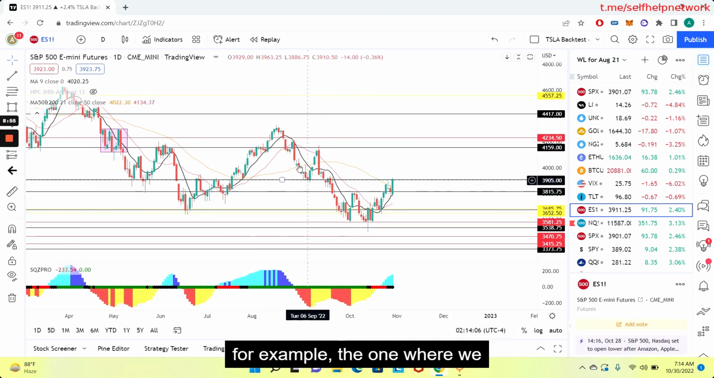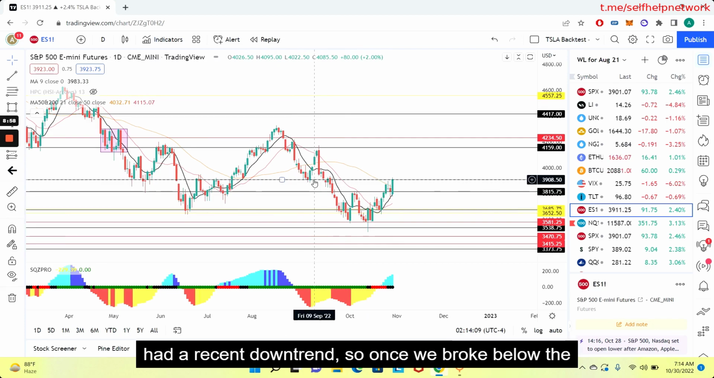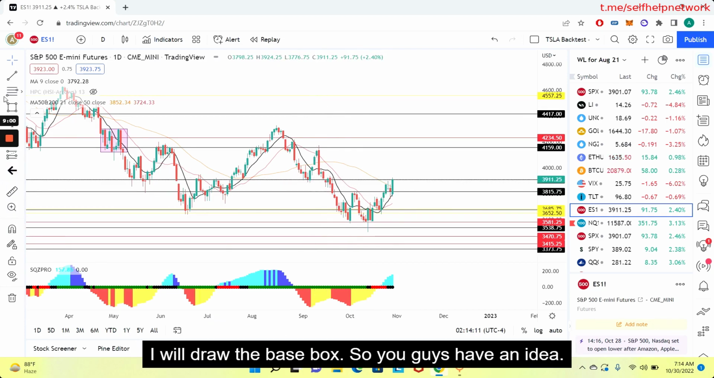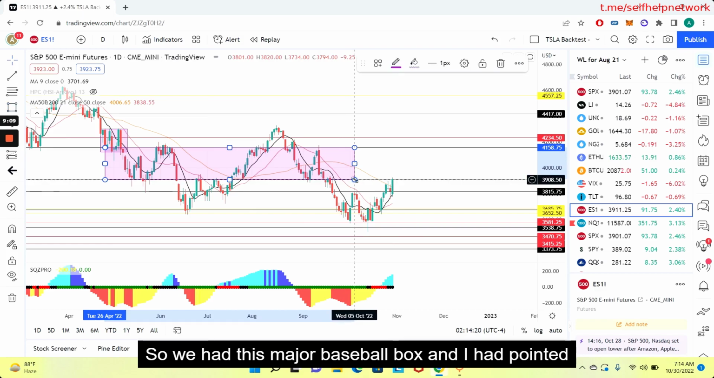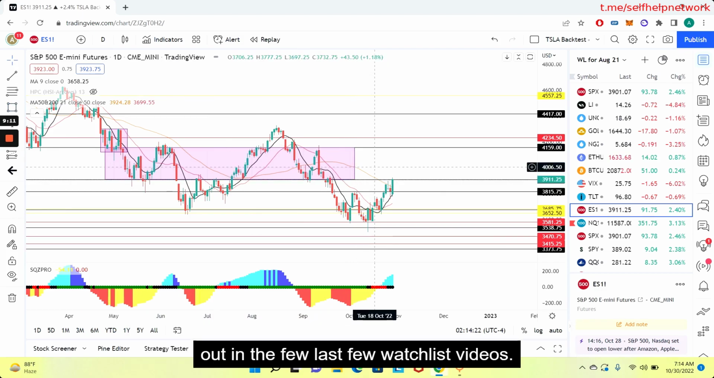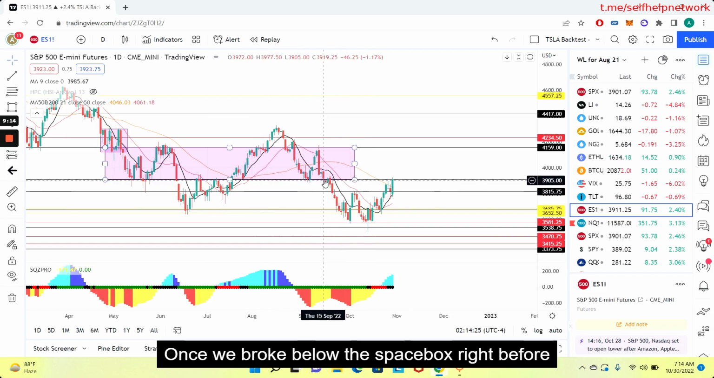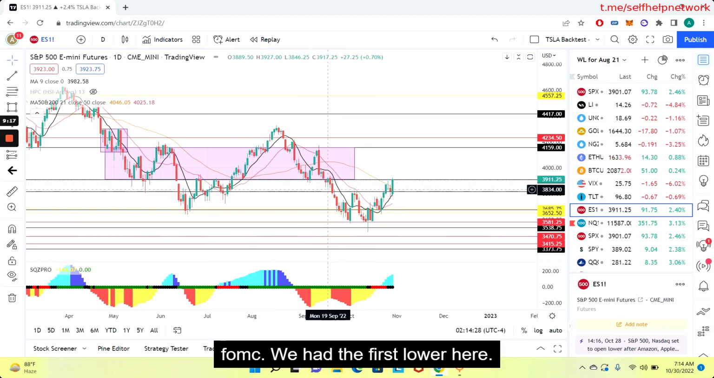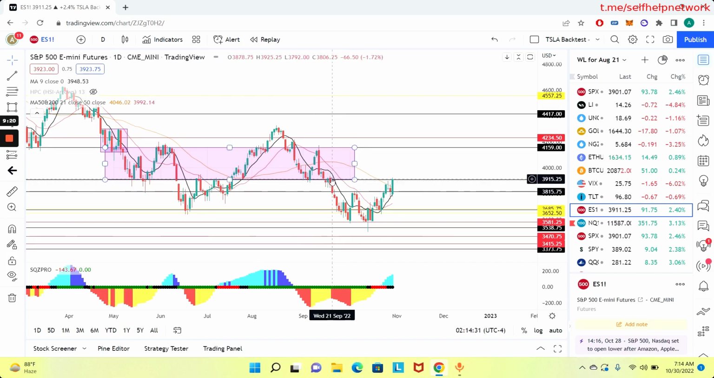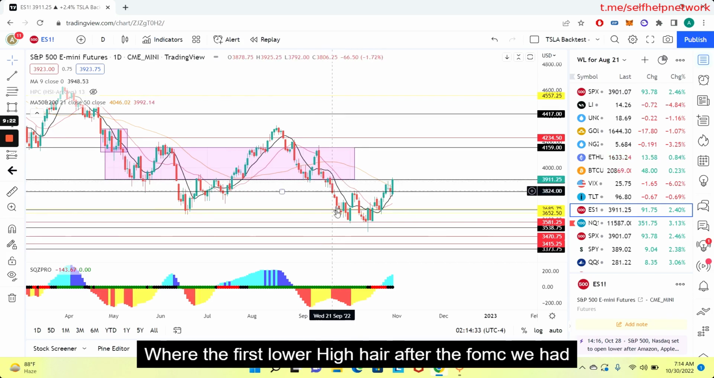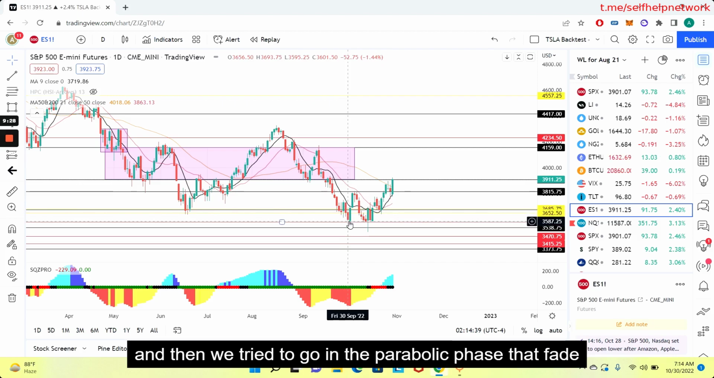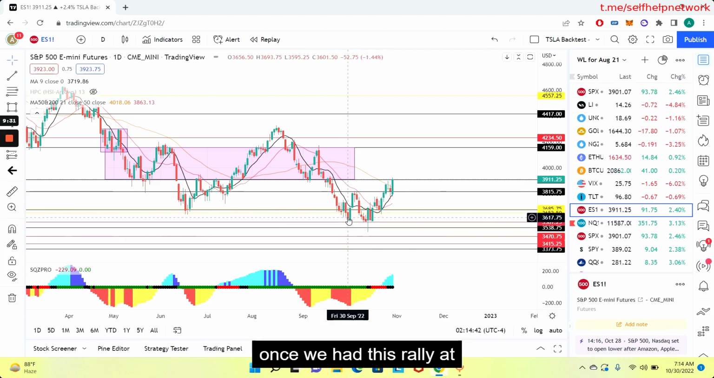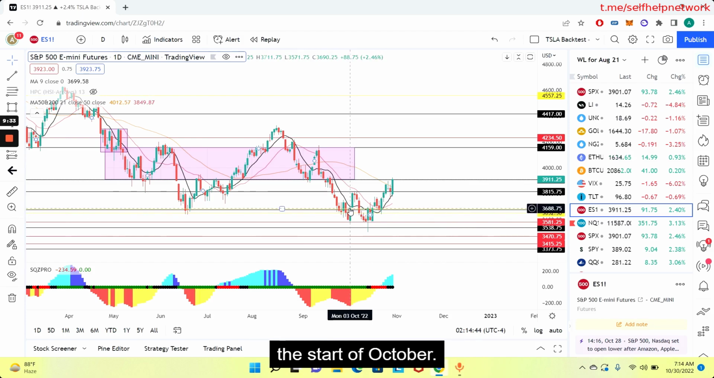So, for example, the one where we had the recent downtrend. Once we broke below the 3900 area, I will draw out the base box so you guys have an idea. So we had this major base box, and I had pointed it out in the last few watch list videos. Once we broke below this base box, right before FOMC, we had the first lower low here. We had the first lower high here after the FOMC. We had the second lower low here, second lower high here, and then we tried to go in the parabolic phase. That failed once we had this rally at the start of October.